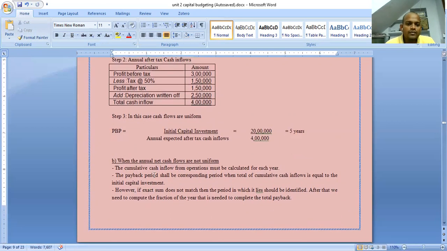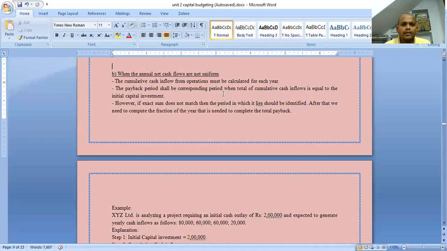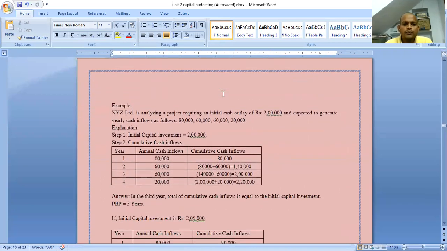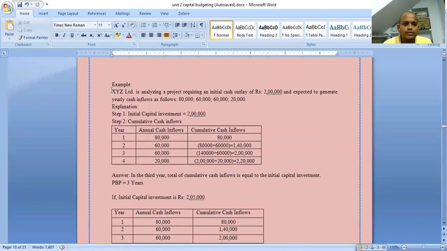So what if cash flows are not uniform? When the annual net cash flows are not uniform, we'll go with an example. So how to calculate with the payback period method.